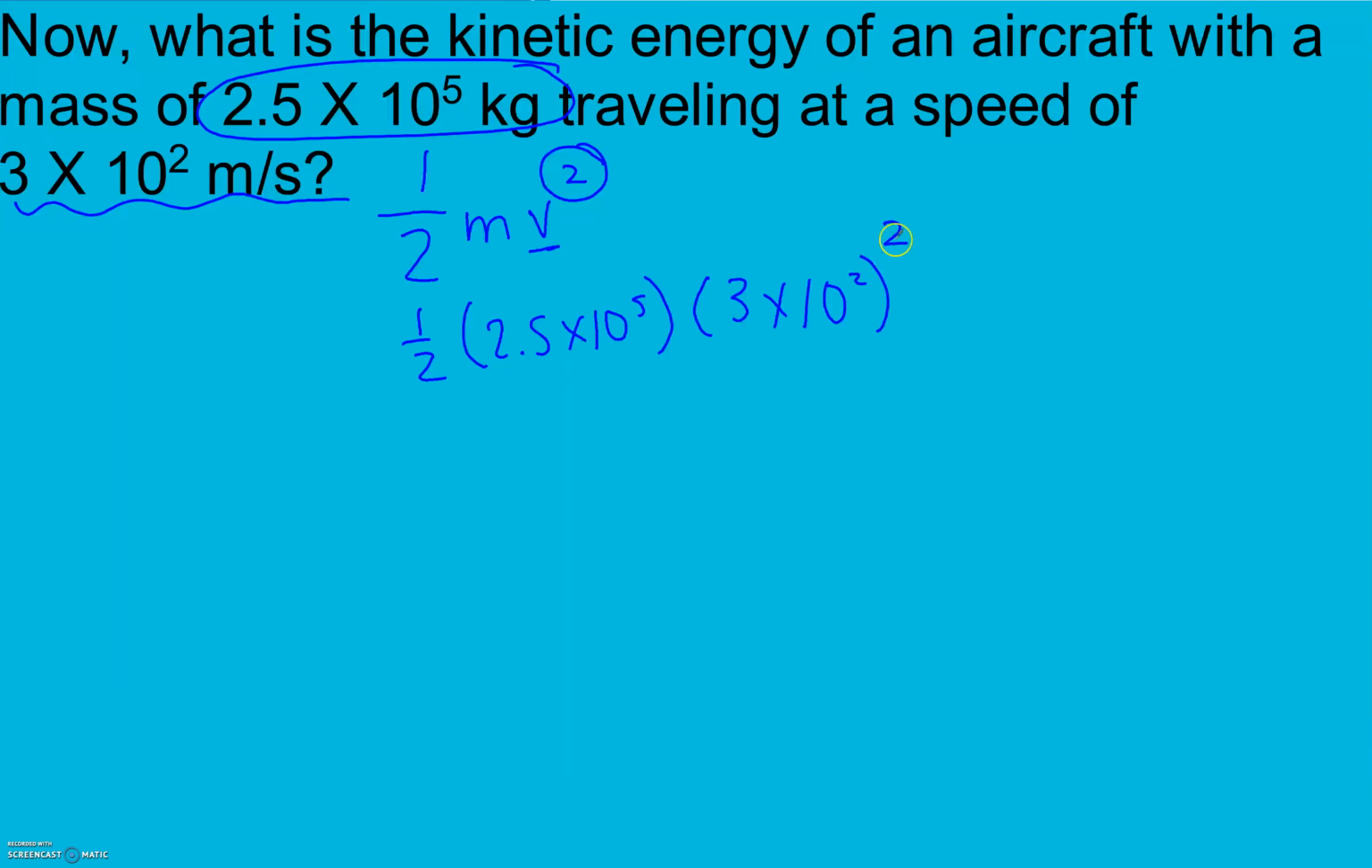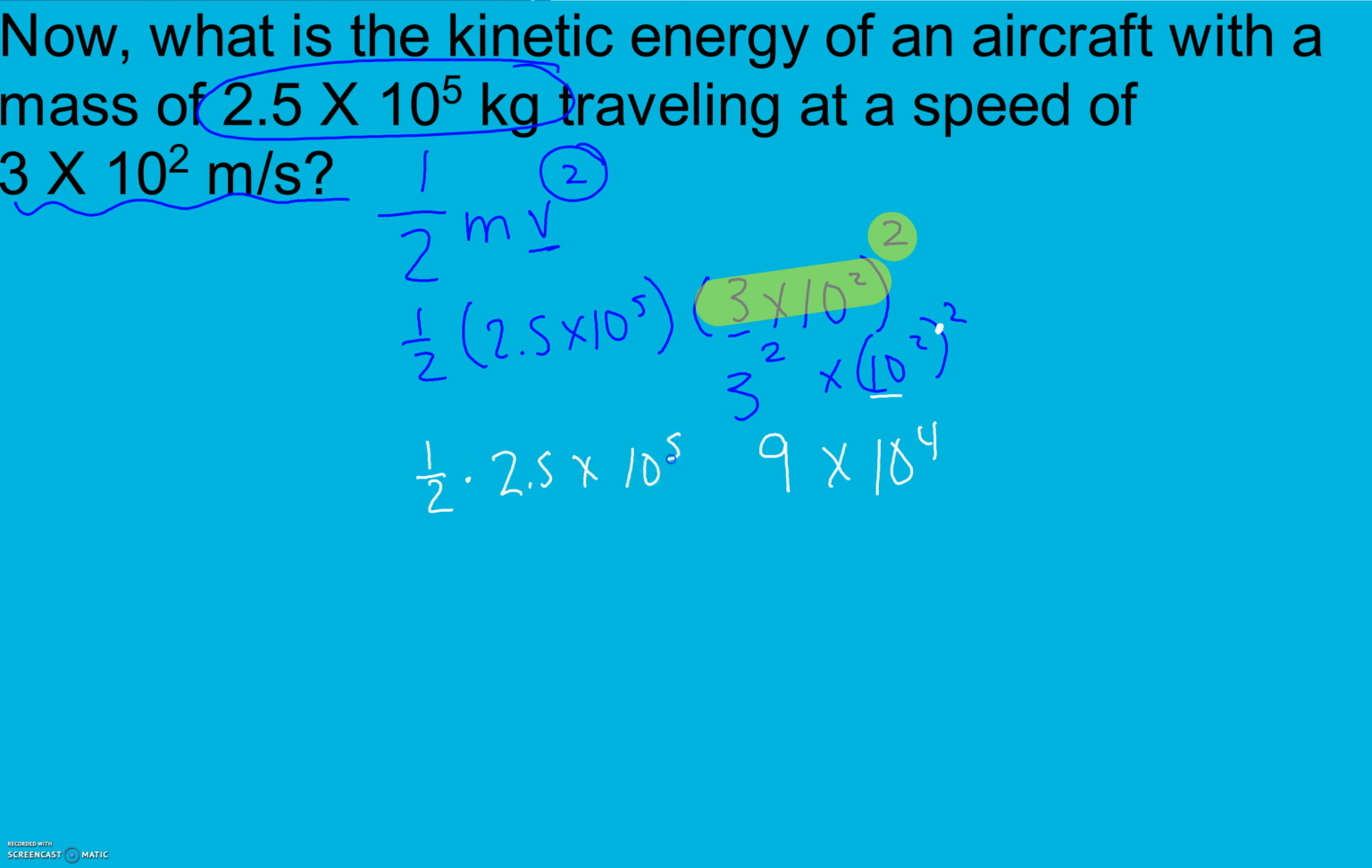Again, I'm going to get rid of any exponents I have. Here, I have a product to a power. So I have to take each factor and give it the exponent. I have a power to a power here, one base, two exponents, an exponent raised to an exponent. So I multiply those and get 10 to the 4th. 3 squared I also know is 9 off the top of my head, so I can drop that down as 9. The rest of this I can just bring straight down. I didn't change it, so I still have 1/2 times 2.5 times 10 to the 5th power times 9 times 10 to the 4th power.